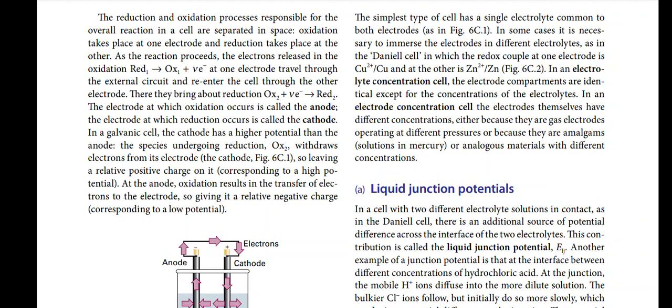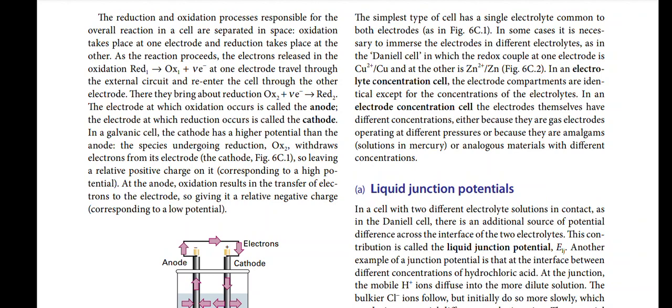Oxidation takes place at one electrode and reduction takes place at the other. As the reaction proceeds, the electrons released in the oxidation at one electrode travel through the external circuit and re-enter the cell through the other electrode. There they bring about reduction. The electrode at which oxidation occurs is called the anode. The electrode at which reduction occurs is called the cathode.